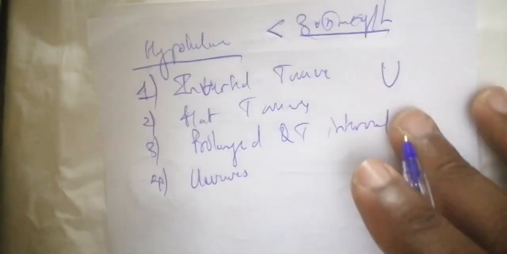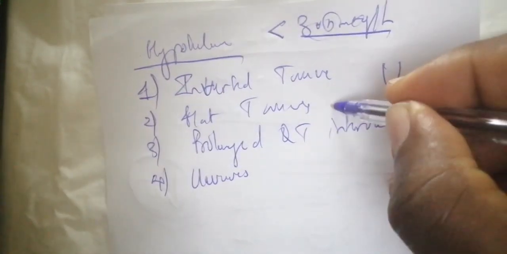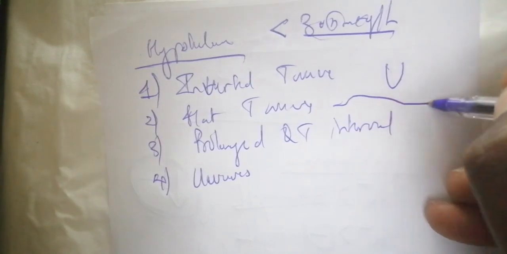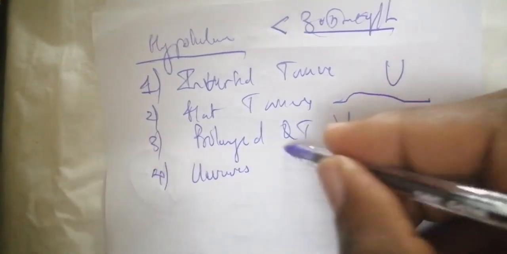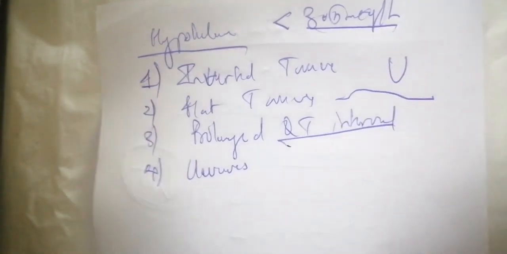With inverted T waves, the T wave is going to be inverted. With flat T waves, the T wave is going to be much flatter. You have a prolonged QT interval, which you measure from the corrected QT interval, and then you have the presence of U waves. So those are the general things.